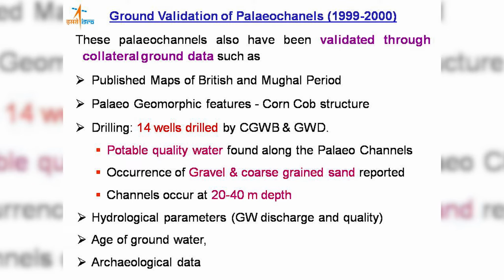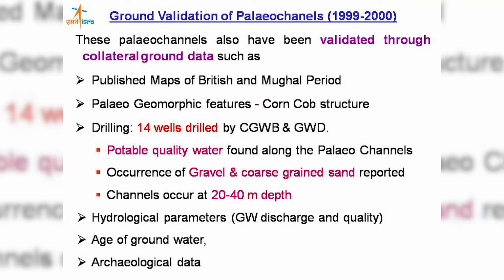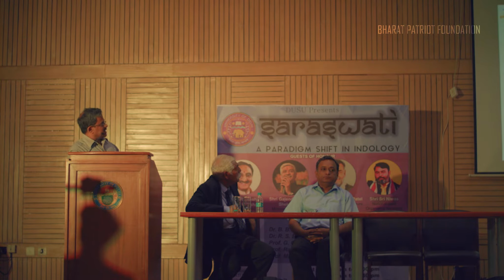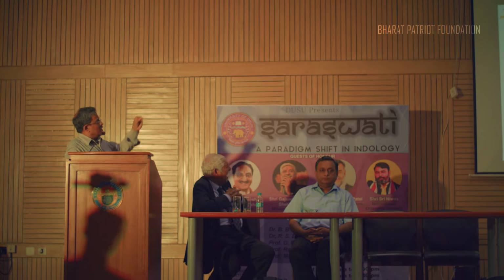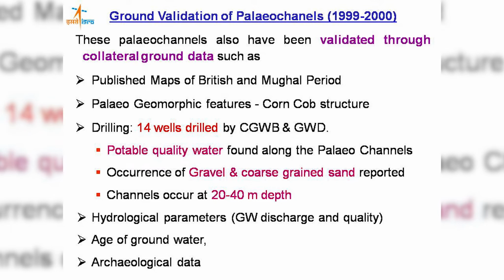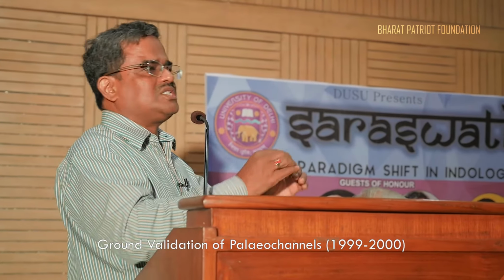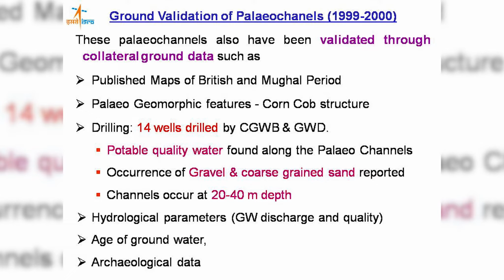Now, what are the field evidences? We have to prove it from different angles. One is published maps, and another is geomorphic features, called concave structures, which are also very important for a Paleo channel. The Central Groundwater Board and the Groundwater Department of the Government of Rajasthan drilled 14 wells inside and outside the channel, and they found that the wells drilled inside the Paleo channel give very good, potable-quality water, at a slightly better quality. The drills done outside yield brackish water. I will show you the results.